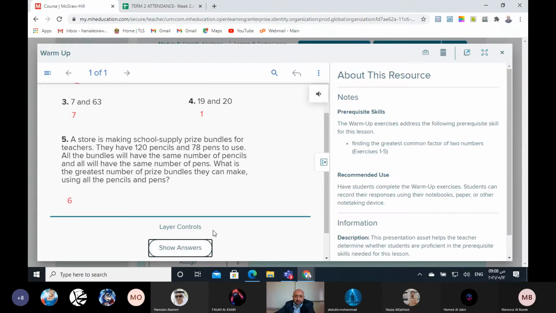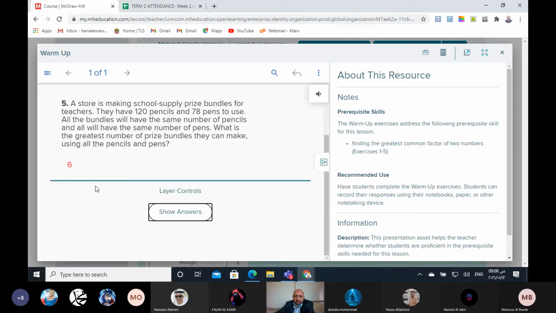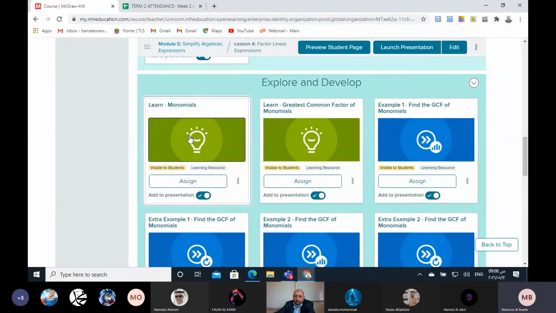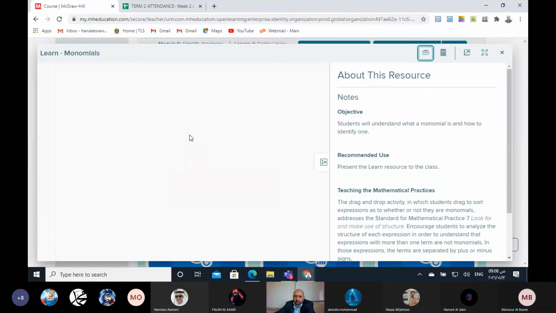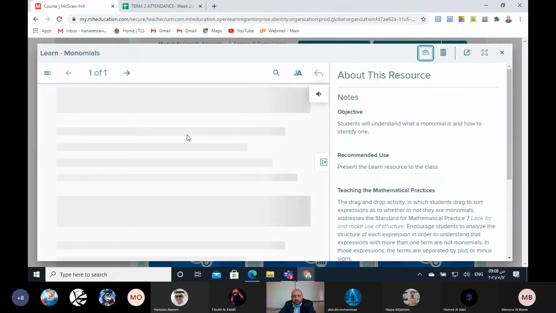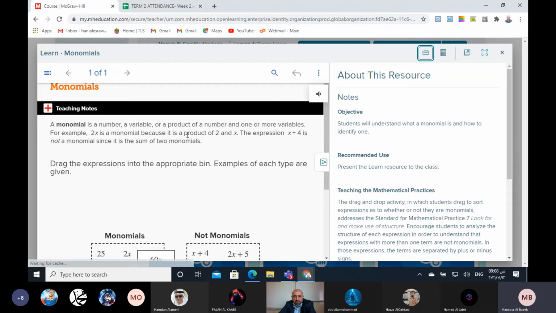Okay, check with me the answers. Here 12, here 2, here 7, here 1, and here 6. So why did we divide 78 by 2? Because what are the two numbers whose product equals 78? How to find it? Try to divide it by 2. You will find the answer 39. So we can write 2 times 39. Okay, understood. Thank you.